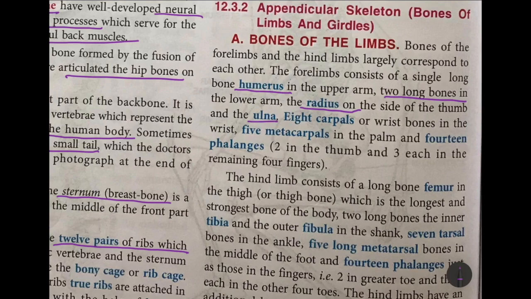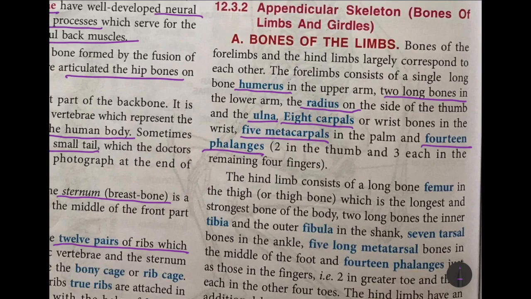Okay, and in the wrist you have tiny wrist bones, total 8 in all. They are known as carpals. Okay, and in the palm there are a total of 5 metacarpals and 14 phalanges, that is fingers, 2 in the thumb and 3 each in the remaining 4 fingers.